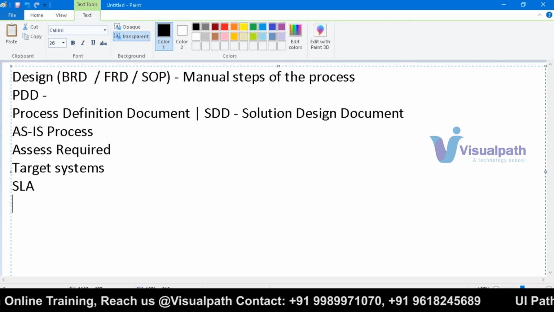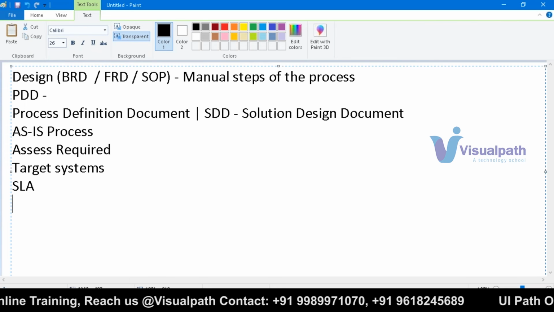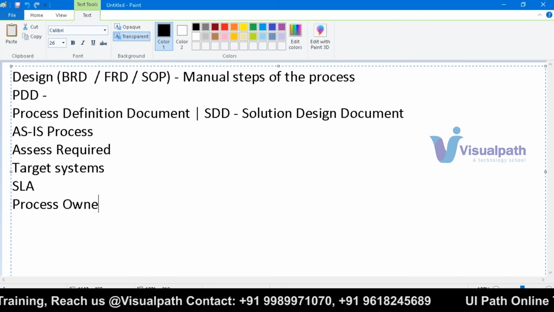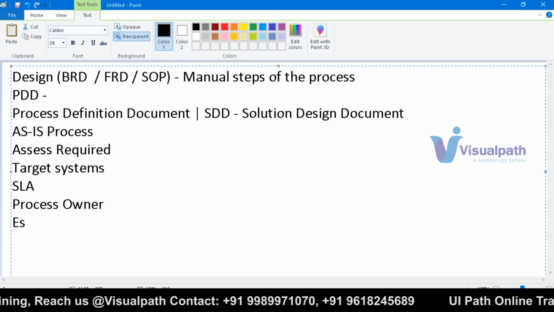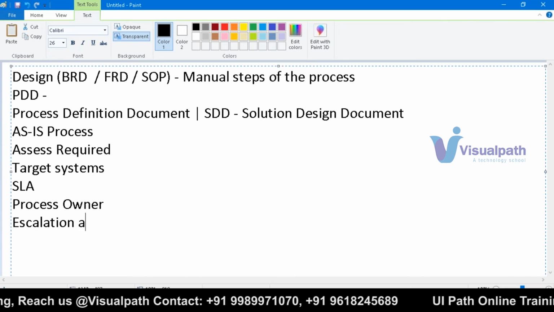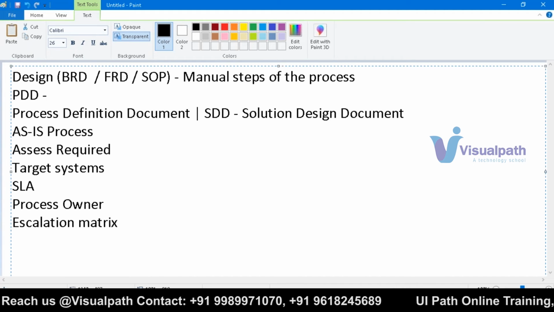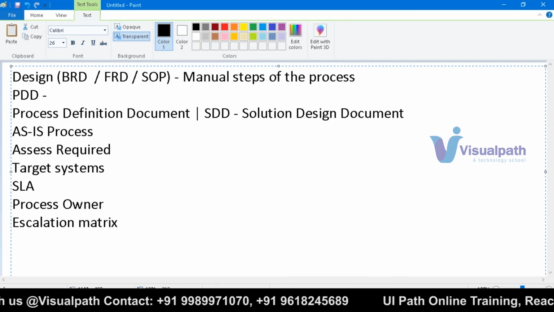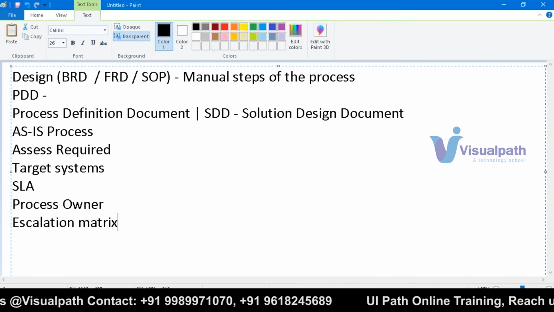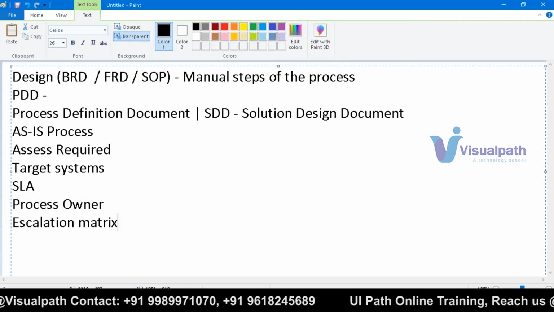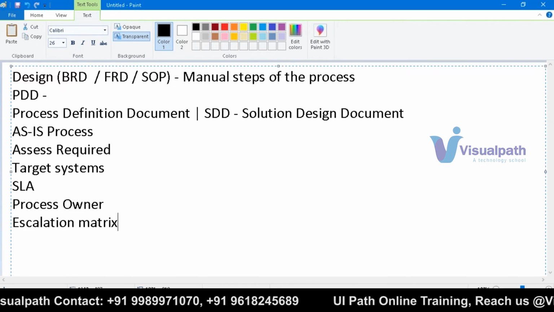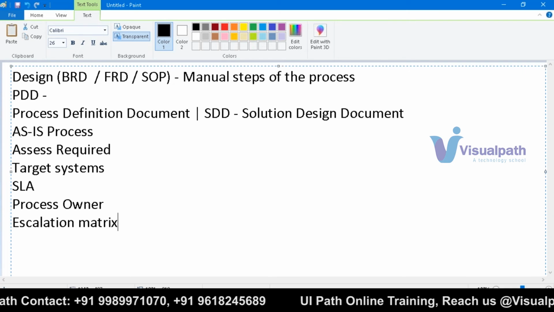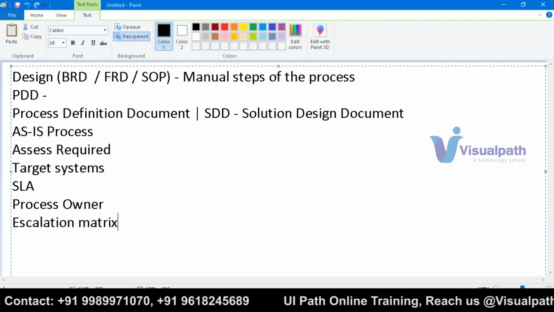Next, the process owner information. Who is the current process owner for this, and the escalation matrix. If the process has not finished in time, to whom does the escalation have to be raised? The matrix is something like a hierarchy. If this person does not respond, next you'll escalate to the higher level. If that person also does not respond, next you'll escalate to the next higher level. So the escalation hierarchy you would fill in the process definition document as well.